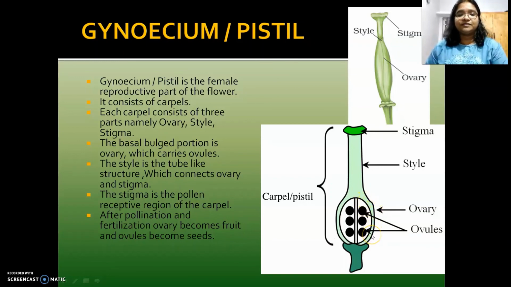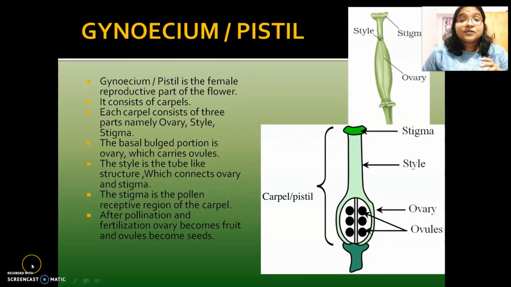Okay. So there are four main parts in case of a perfect flower, and they are calyx, which is made up of sepals. The next one is corolla, which is made up of petals. The male reproductive part is called androecium, and the female reproductive part is called gynoecium.